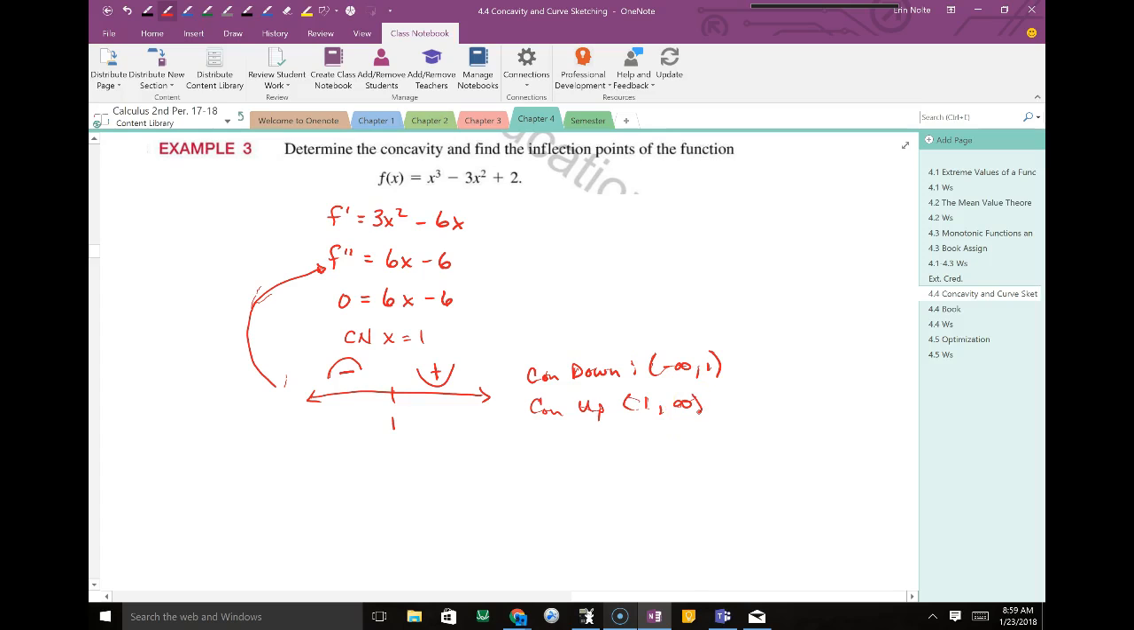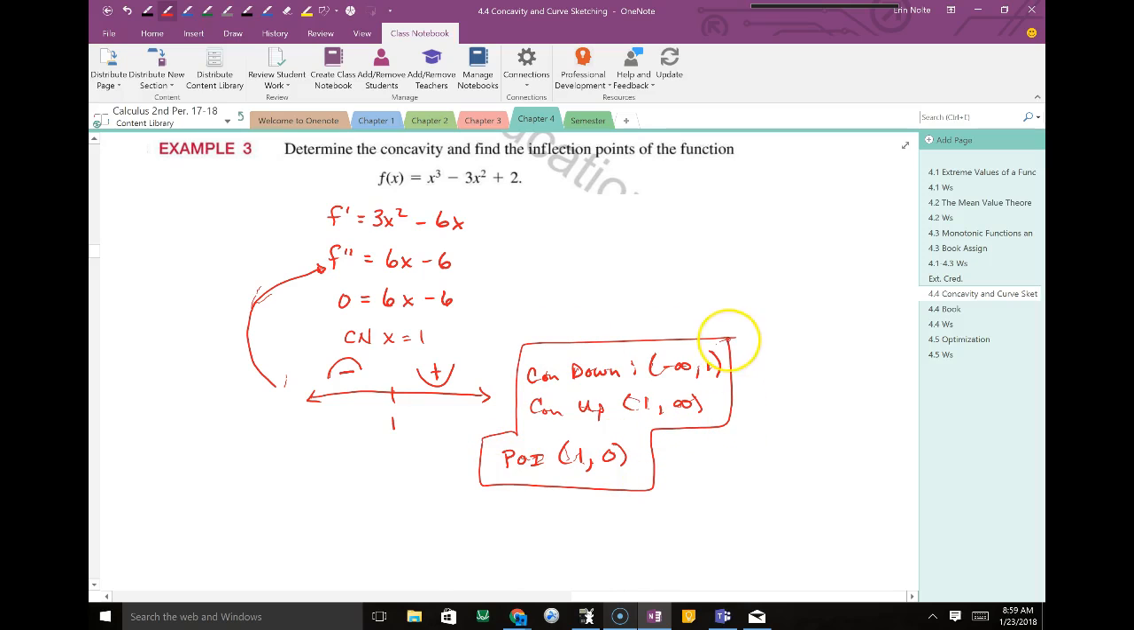So do I have a point of inflection? Where is my point of inflection? 1. Okay, so I need to find its corresponding y value. How do I find the corresponding y value? Plug it into the original. Good. So if I plug that into the original equation, that would be 1 minus 3 is negative 2, and negative 2 plus 2 makes 0.